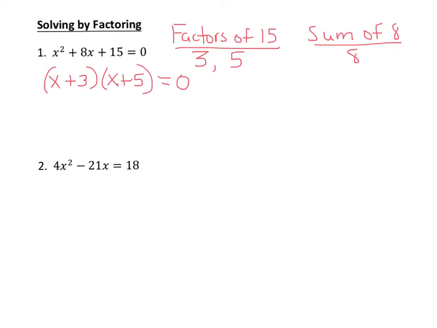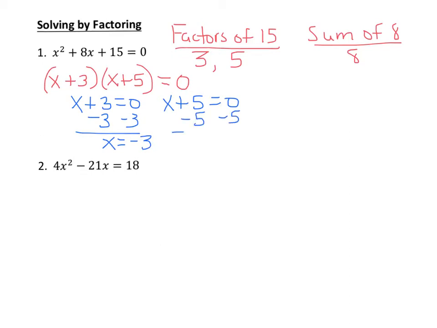So looking at our factored form, we should be able to identify the fact that we can use the zero product property. One of these binomials has to equal 0 in order for their product to equal 0. So we have x plus 3 equals 0, and we have x plus 5 equals 0. So I subtract 3 from both sides, and I end up with x equals negative 3. I subtract 5 from both sides, and I end up with x equals negative 5. So in this problem, x can equal negative 3 or negative 5, and the result would give us 0.